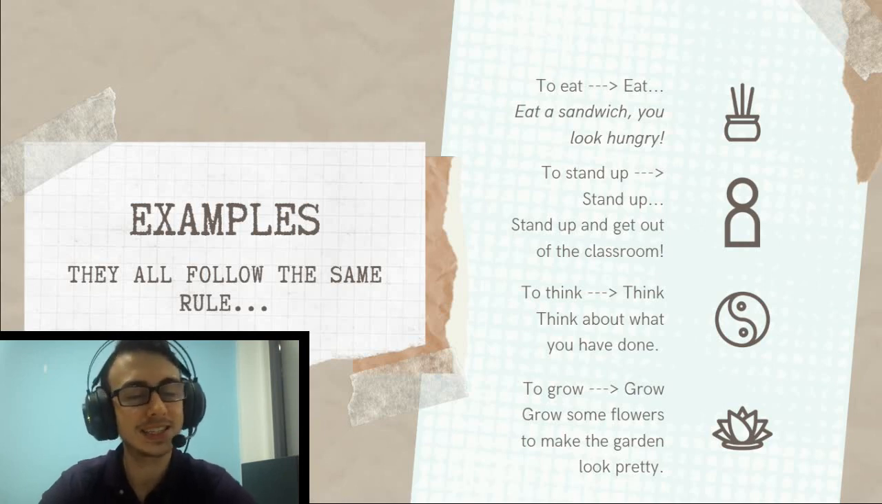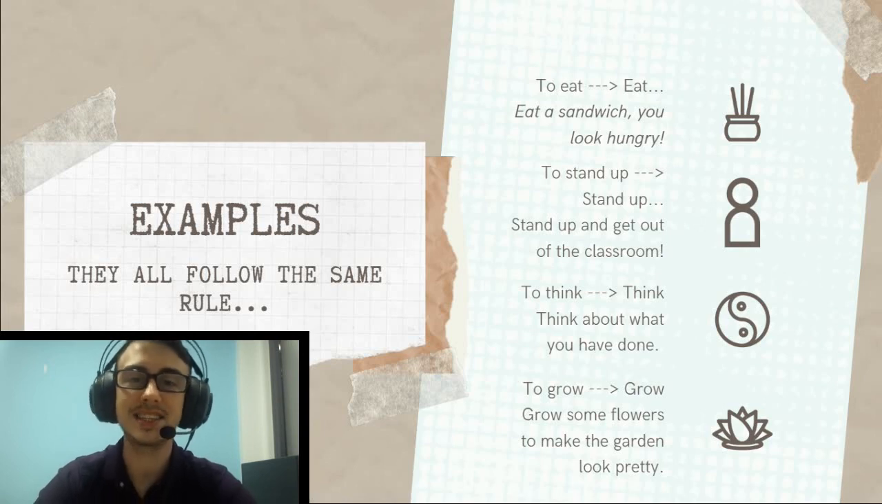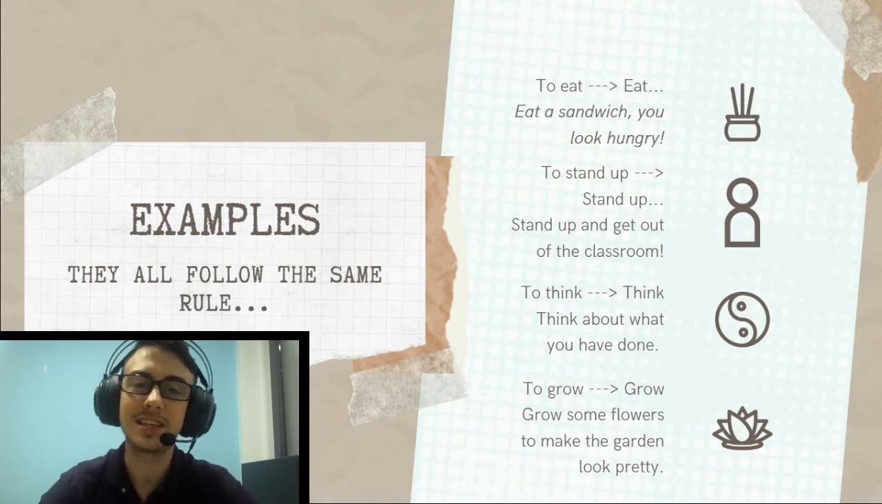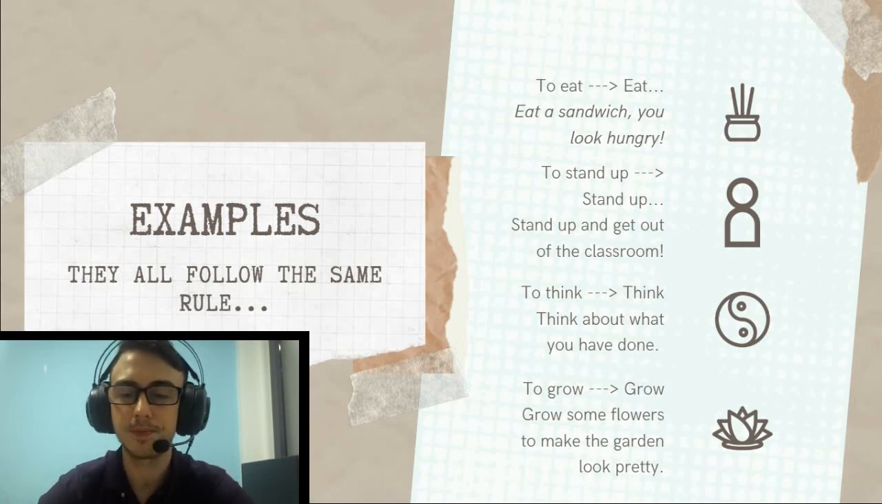So, as I said, all imperative follows the same rule, and that is remove the to, remove the subject pronoun, keep the verb. To eat becomes eat. Eat a sandwich, you look hungry. So, eat is referring to my friend. You, my friend, eat a sandwich, you look hungry.